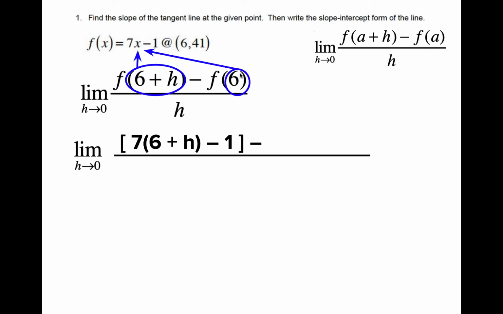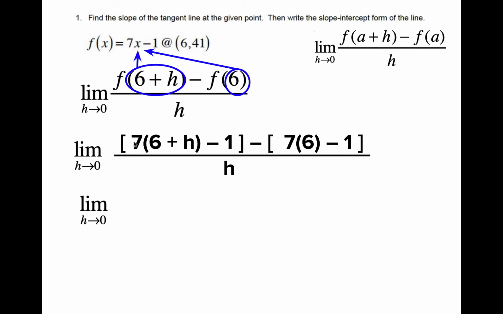Then we have a minus. Now I have to plug 6 into the function. So that's going to give me 7 times 6 minus 1. And I'm subtracting all of that, so I'm going to put brackets around that so I remember I'm subtracting this whole thing. And again, that's all over h. So drop down the limit.